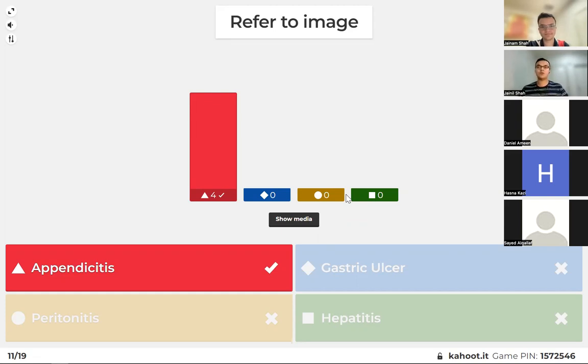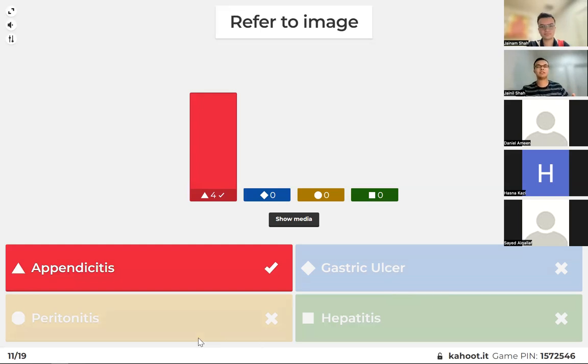But then as the overlying peritoneum gets irritated by that infection, the pain starts to become better localized within the right lower quadrant region where the appendix actually is. So that localized pain is because the overlying peritoneum is getting irritated. I hope that makes sense. And the other ones don't really have that pain referral pattern. With gastric ulcers, you're not really going to get that movement of the pain from the epigastrium. You might get some epigastric pain, but you won't get it moving to the right lower quadrant, for example.